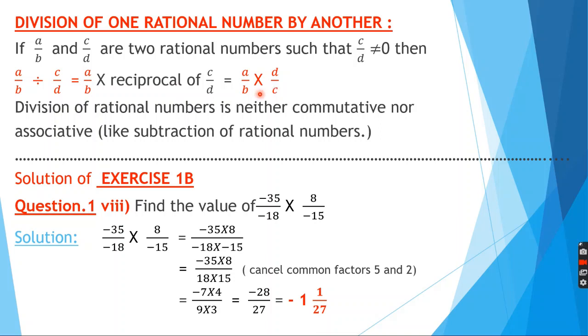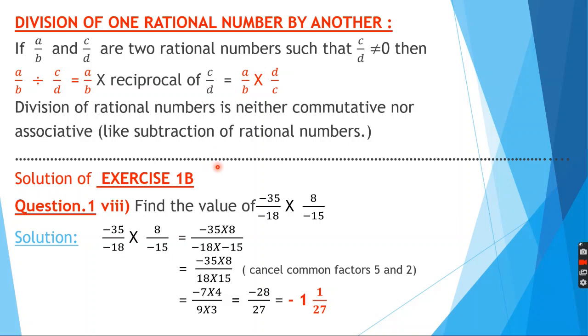Now division of rational numbers is neither commutative nor associative. In the case of subtraction also we have learned the same thing. Subtraction is also neither commutative nor associative. Next we are going to learn how to solve some problems of the exercises. These were the theory part.